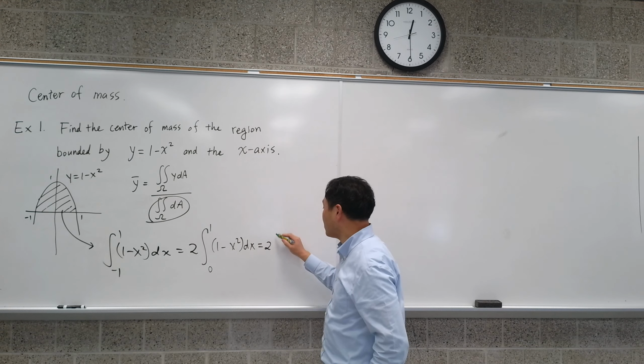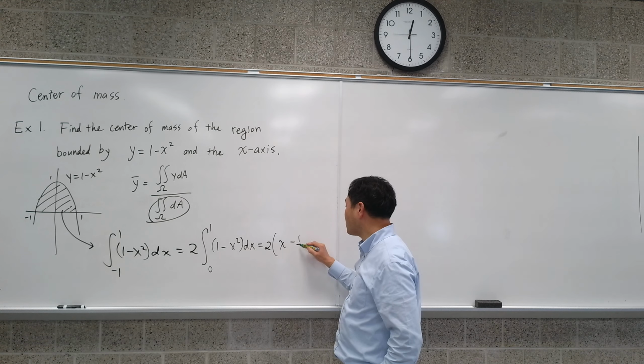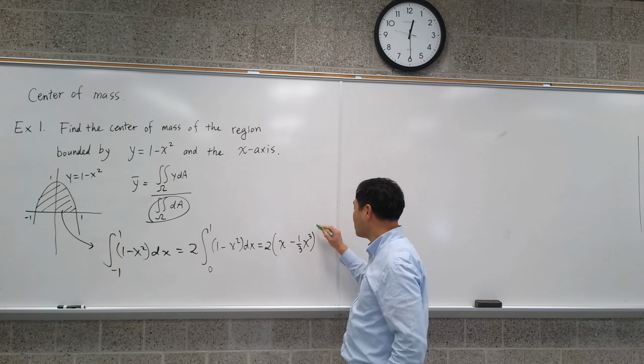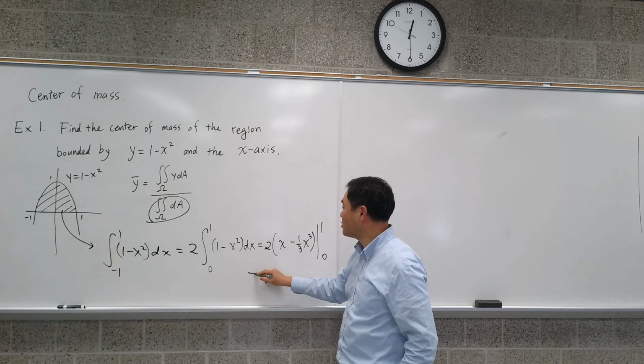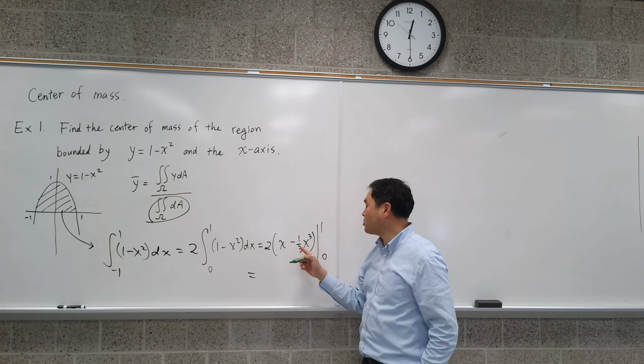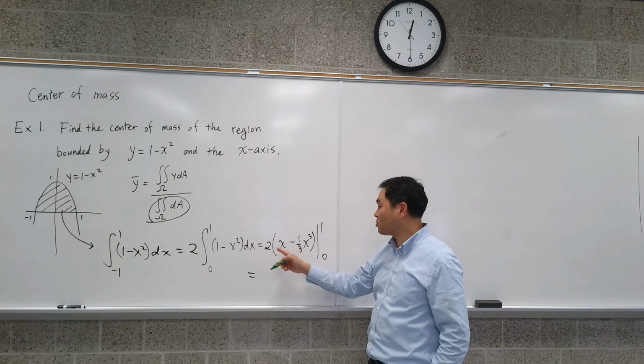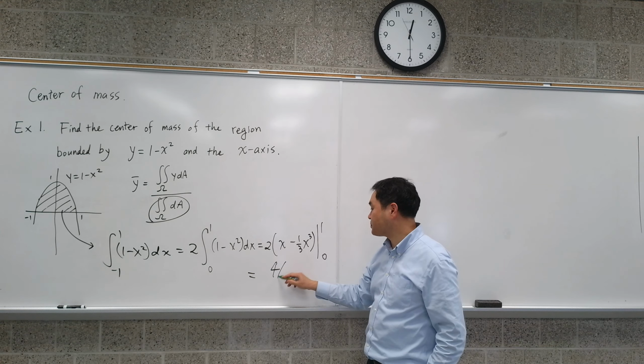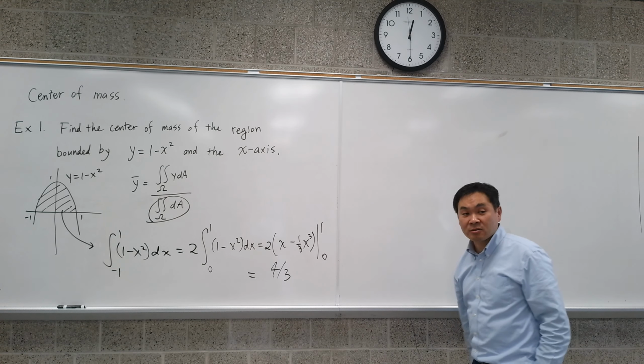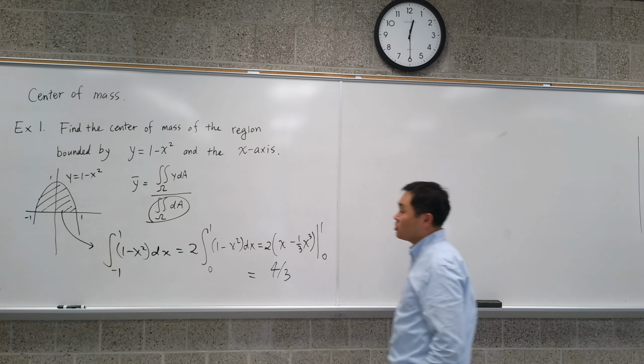And that integral is x minus 1/3 x cubed. You're plugging in 1 and 0. If you plug in 1, you get 1 minus 1/3, which is 2/3. 2/3 times 2 is 4/3. So that's the denominator. Let's work on the numerator.